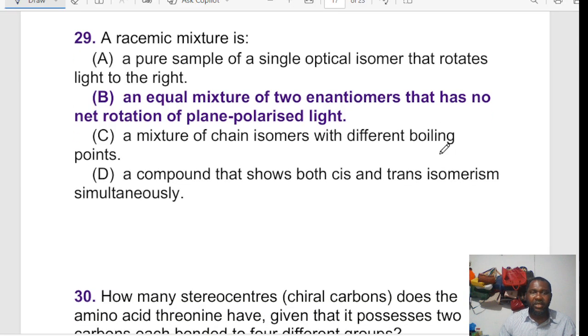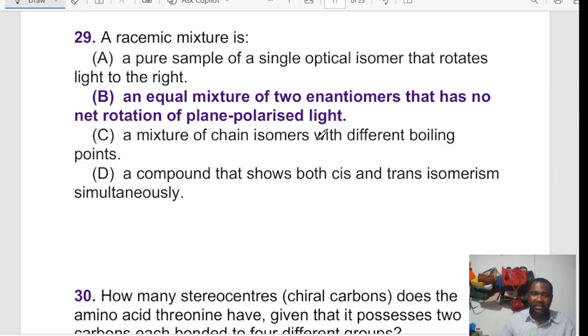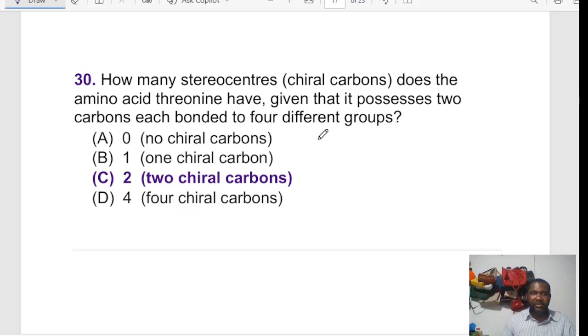Okay, the next one is racemic mixture. Now, a racemic mixture has equal number of enantiomers. I forgot to mention that optical isomers are also called enantiomers. That's what they are called. So enantiomers are 2 compounds whose relationship is optical isomerism. Okay, so the answer, a racemic mixture has an equal mixture of 2 enantiomers that has no net rotation of plane polarized light. For this one, I'm not going to do this, but the answer is 2 chiral carbons. But that's not necessary for you.